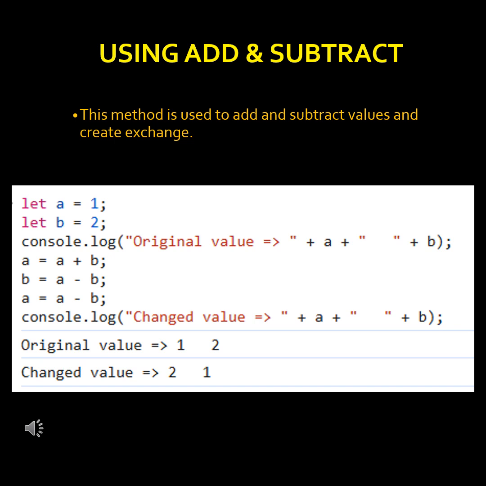Again we are doing a equal to a minus b. The a value is 3 now and the b value is 1. So when we subtract, we will get 2, and that will be stored in a. So now a is equal to 2 and b is equal to 1. That is how it is changed.